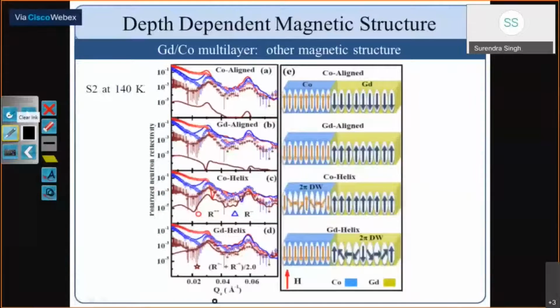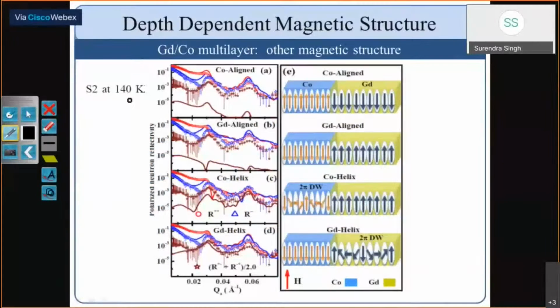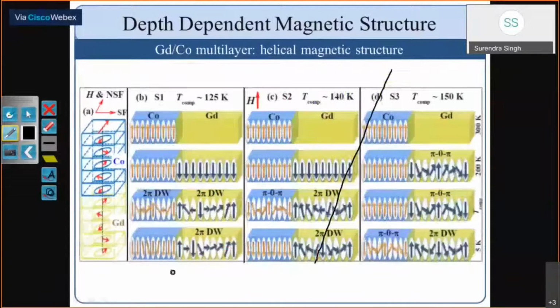And we have assumed different structures. This was the final result which gave the best fit. But if you see S2 at 140K, for this data we assumed a different kind of structure, and you can see a different kind of fit is coming, which is not at all good. In this one, the cobalt aligns, and we assume both cobalt and Gd are opposite to each other. With this structure, we didn't get the fit for the spin flip, and as well as the whole data we couldn't get the best fit. So we have discarded all these structures and got the best fit for all these samples with this one.